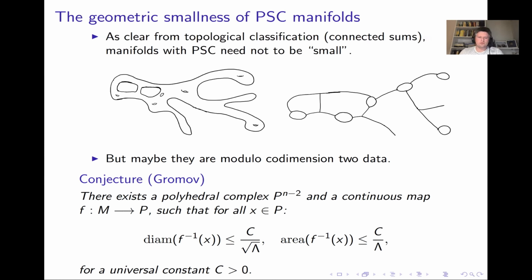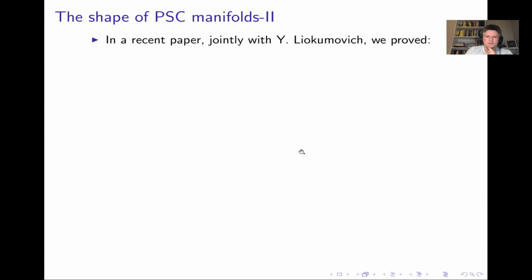So this, I believe, is the right frame of posing a question about smallness of positive scalar curvature. There is nothing we can do about it getting long along a certain direction. So if we unwrap this to 3 dimensions, then basically we're saying that modulo this one graph, the manifold is small. So let me show you what we proved.